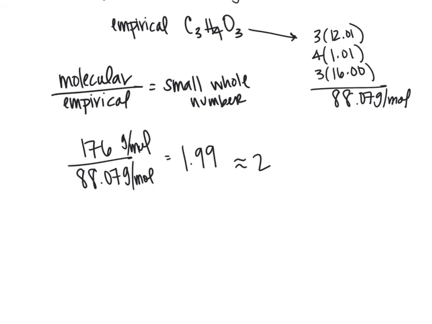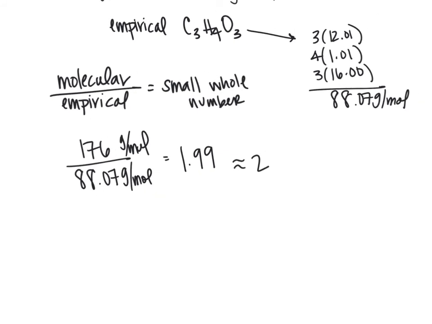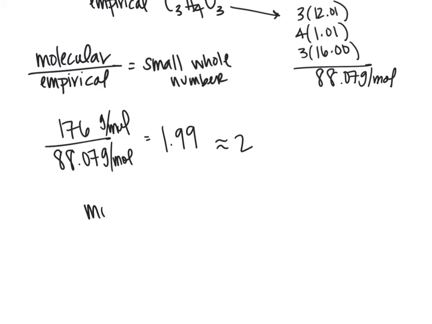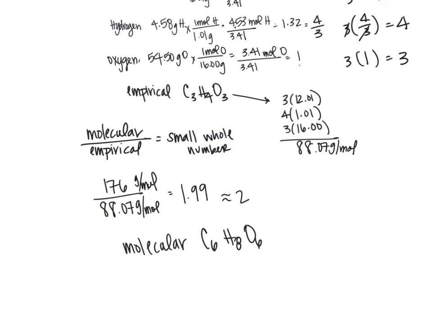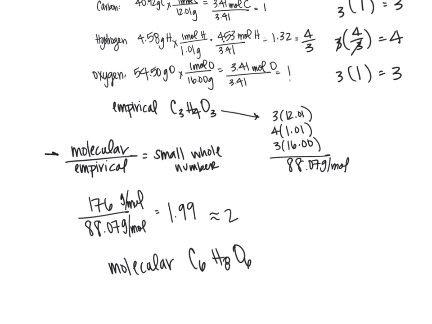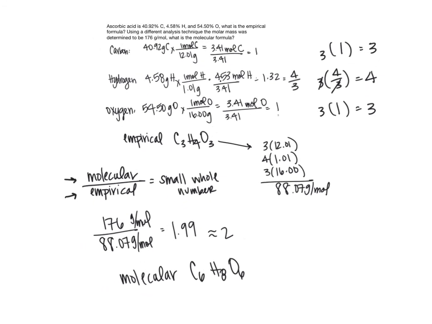So we know that the empirical formula is basically half of the molecular formula. So the molecular formula is going to be C6H8O6 because the molecular weight divided by the empirical weight gave us a small whole number. So we can multiply the subscripts by that in this case.